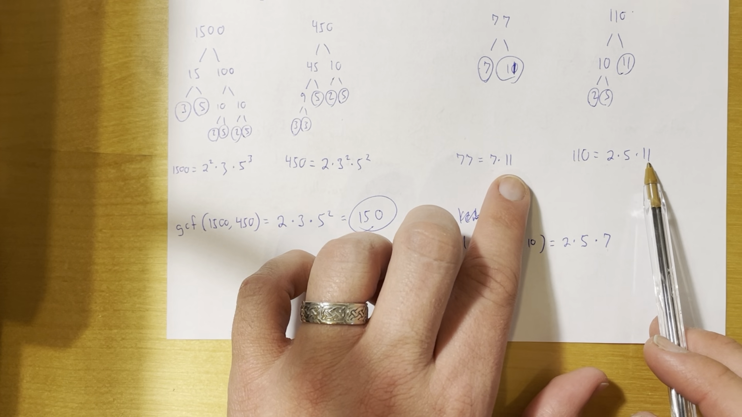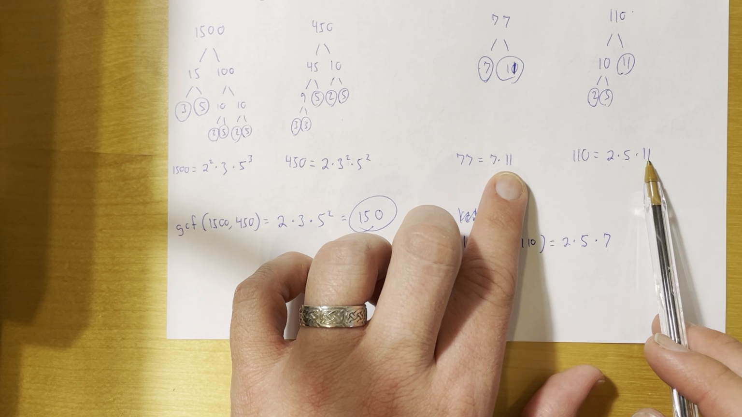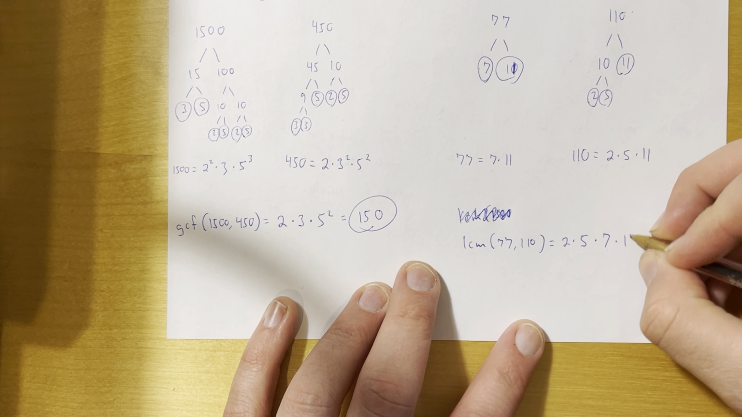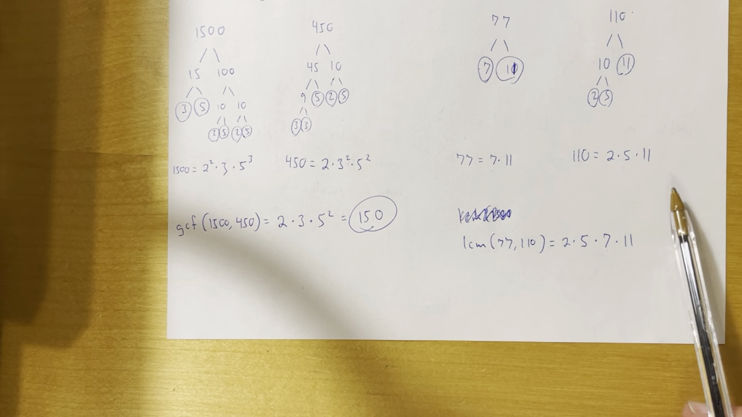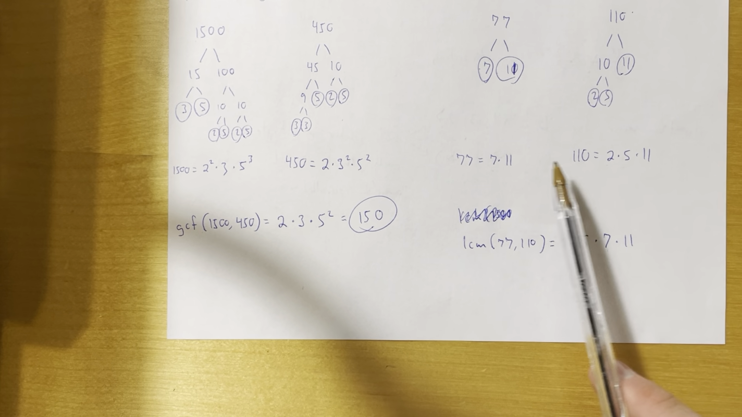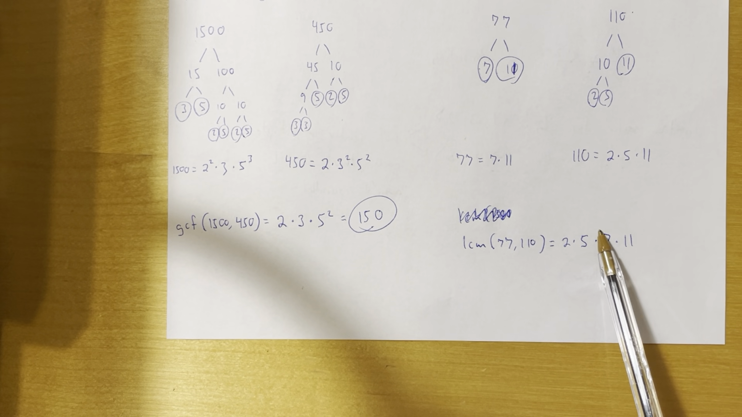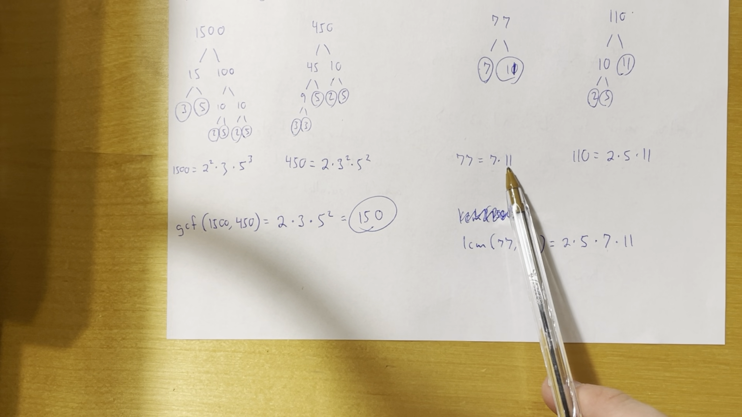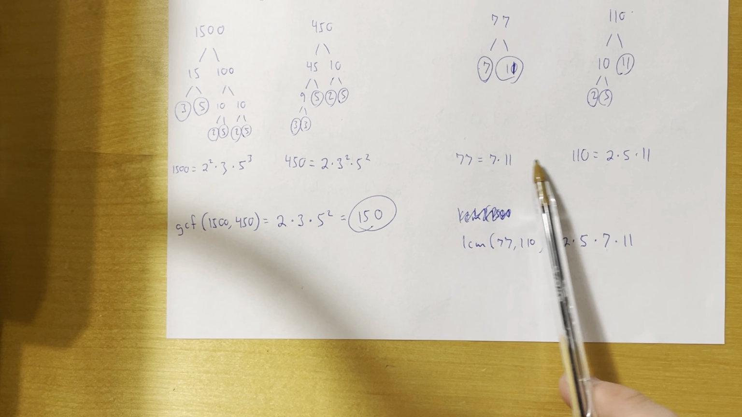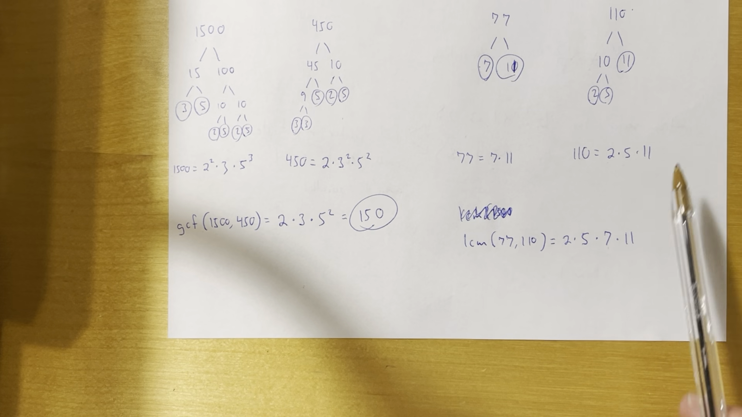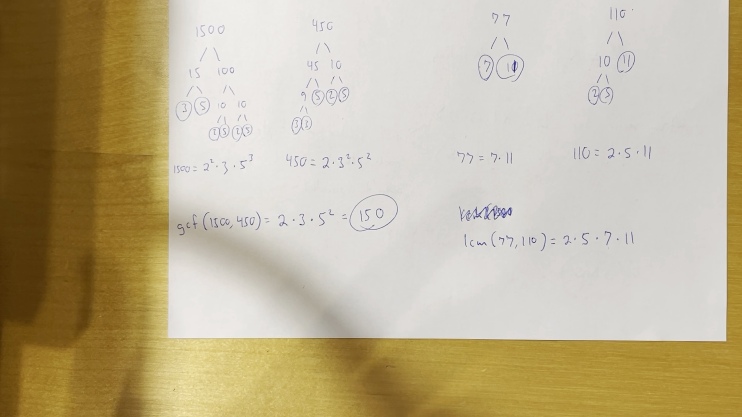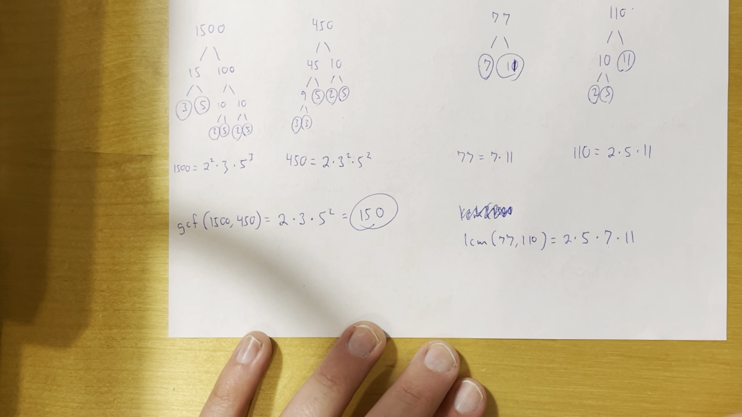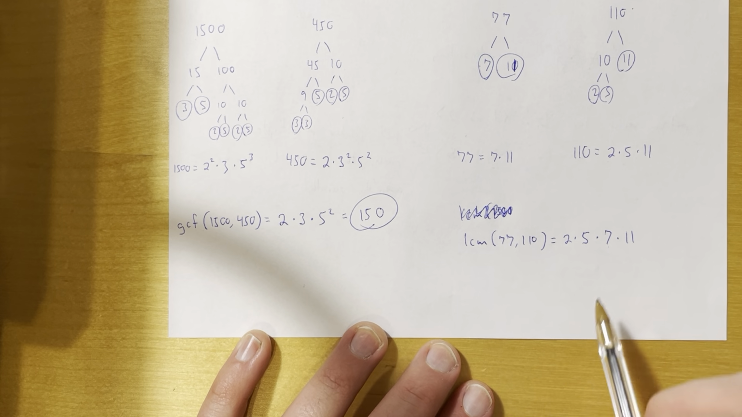Now there's two 11s, but there's only one in each prime factorization. I'm not going to write 11 squared because we're not just throwing every single prime that we see into this. We're using the ones that have the highest exponents. 11 to the first power and 11 to the first power, those are both the same thing. They both have the highest exponent. So I just pick one and I use it.